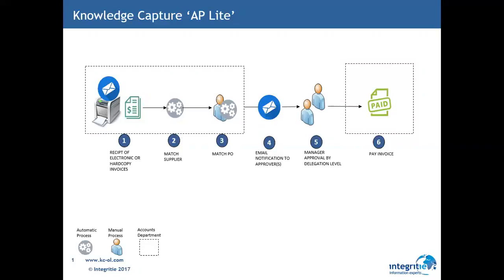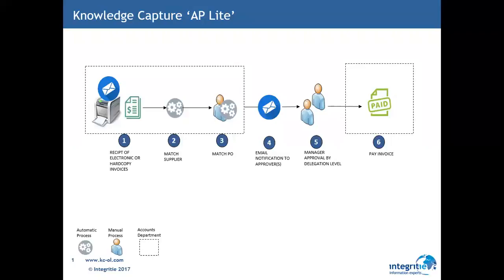Stage 2 is to match our supplier. So here we're going to take the supplier information from our invoice and automatically look it up against our supplier database. If we're happy that the supplier matches, we can then move on to stage 3, which is to match the PO. Now this could either be a manual process or it could be automatic from the system.